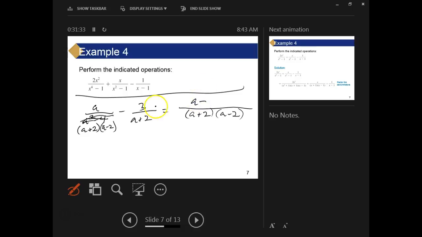Minus. But in order to get this as a common denominator, what did you have to multiply the second one by? A minus 2. And if you multiply the denominator by that, what had you better do? Multiply the numerator by a minus 2 as well. So the first part of the numerator is a. What's the next part? I already put the minus in there. What follows that? Minus 3a.